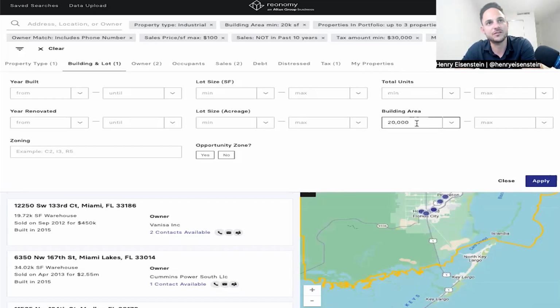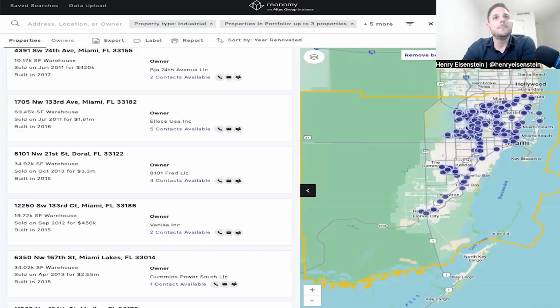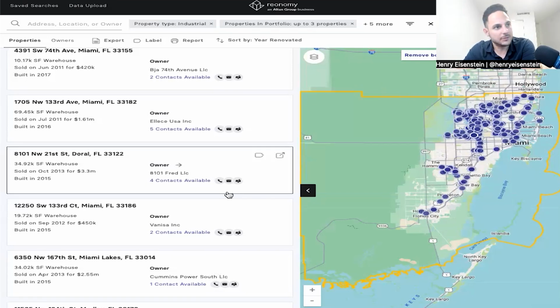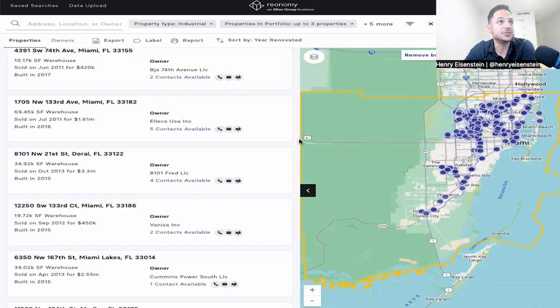So, look, it's not a bad list. I just know that you're going to lose some properties that you should probably be calling by doing this. I don't think it's always accurate as well. Sometimes you get a property that says that it's 20,000 square feet or 19,000, whatever it says, and then it's actually completely different. Let's get back to the 798. Now, I would export this lead list and I would go have some fun. That's the industrial side. Now let's refresh and lastly, let's do retail.